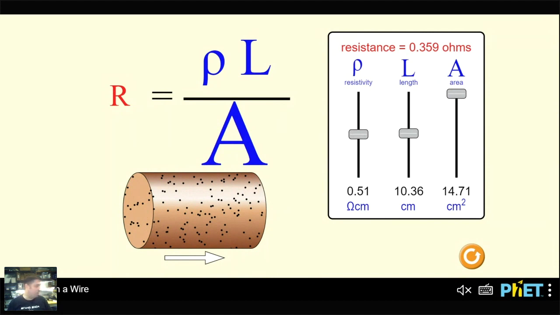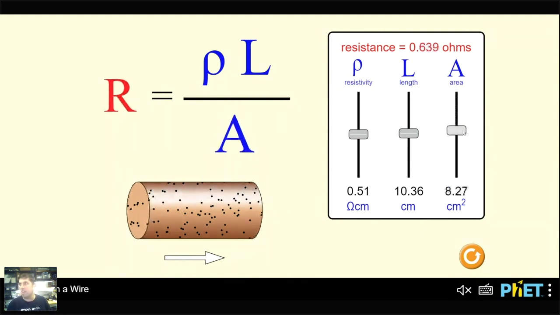All right, so lots of tangents there. R equals rho L over A. Resistivity tells us the material. L, length of the wire: more length, more resistance; less length, less resistance. And A for area: more area, less resistance; less area, more resistance. All right, questions so far?